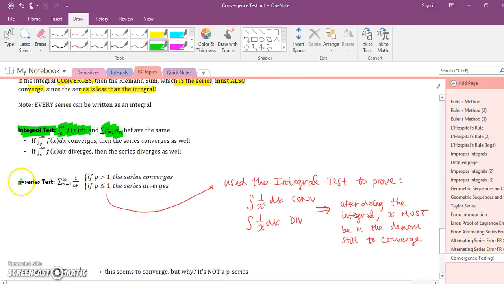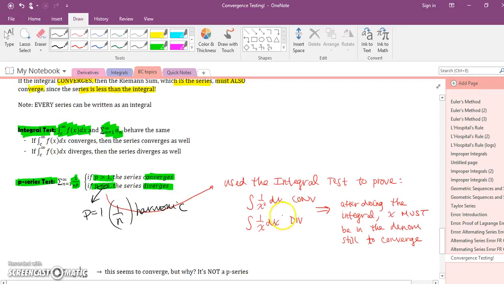The p-series test is a real quick, easy test to use. It's 1 over n to some power p. If p is bigger than 1, the series will converge. If p, which is the exponent, is less than or equal to 1, the series diverges. Remember, when p is actually equal to 1, that, once again, is your harmonic series.